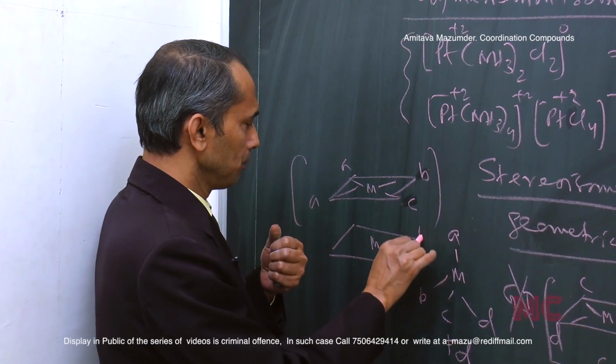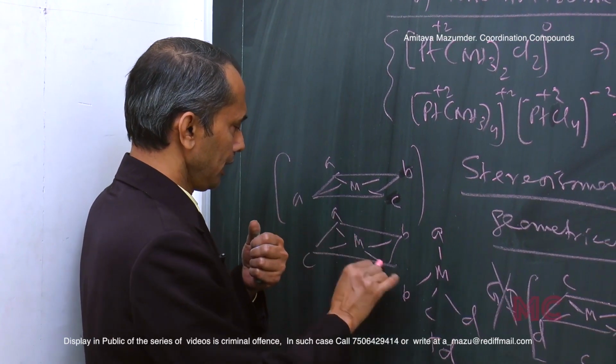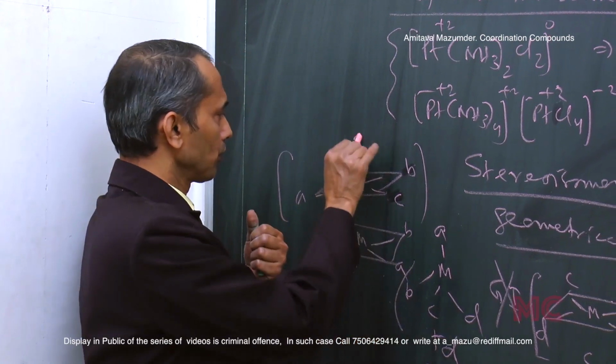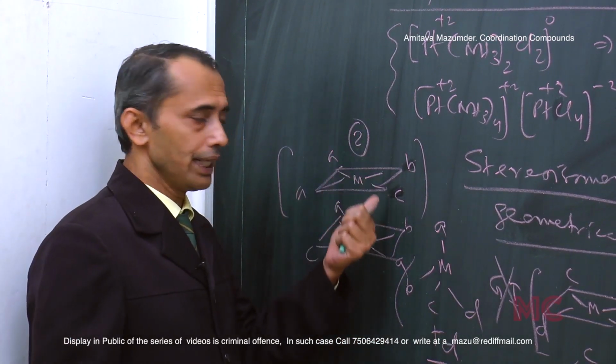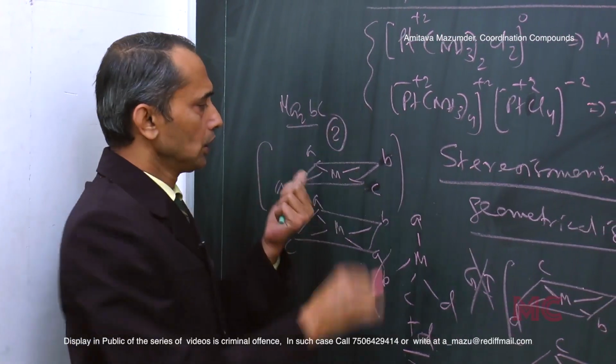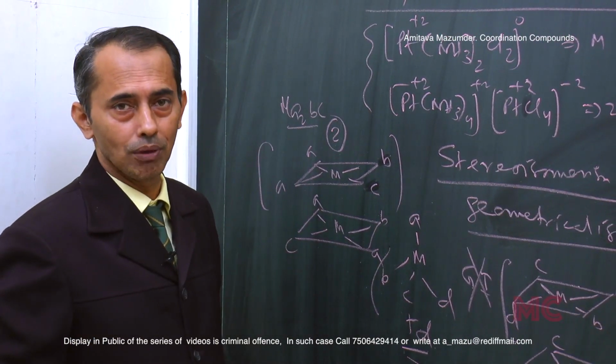You can see it is a B trans C and it is a AA. In this case, A cis A, A trans A also is coming out. So therefore, there will be 2 GI possible for MA2BC type of complex. For MA2BC type of complex, you can say 2 types of geometrical isomers are possible.